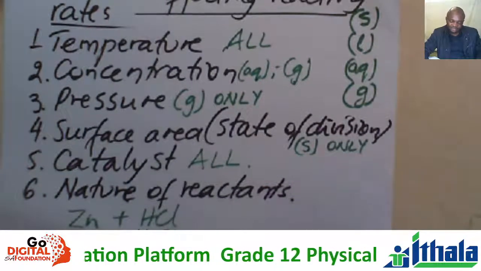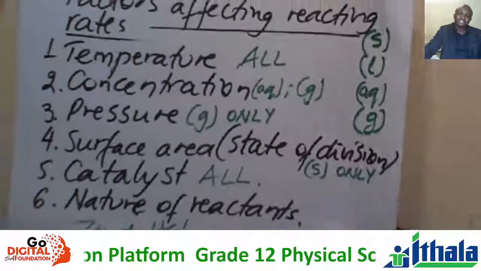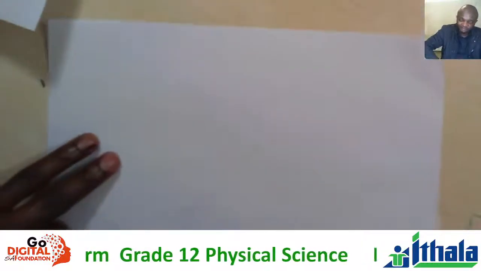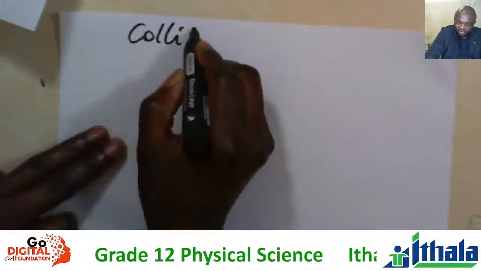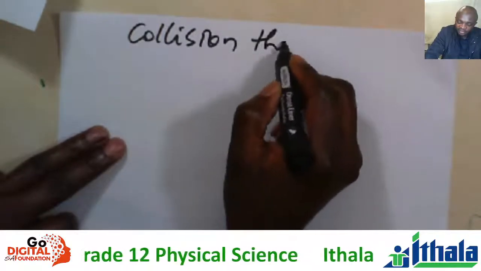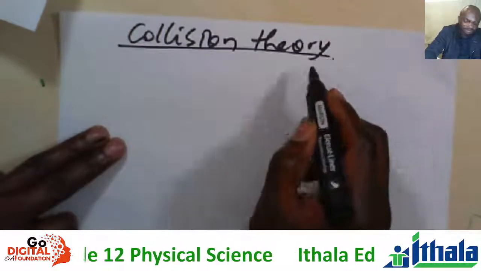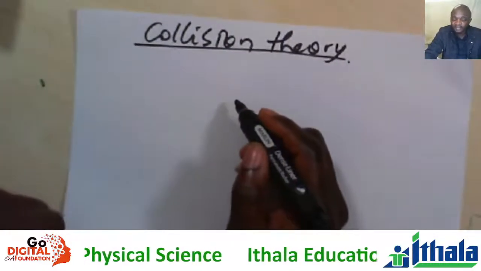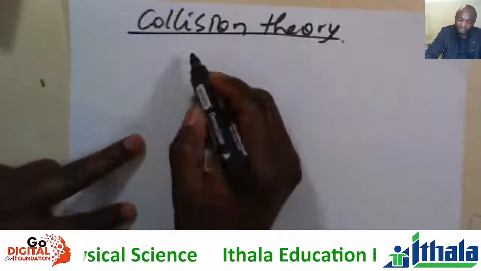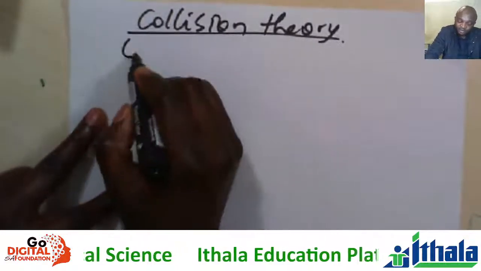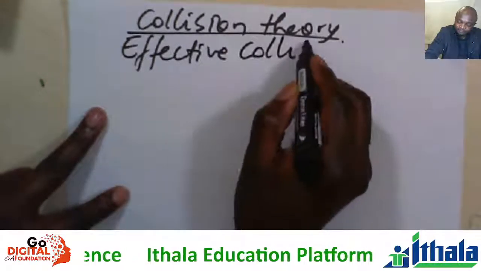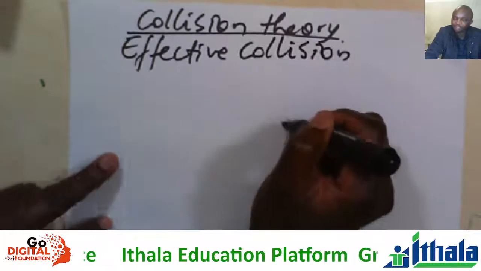Remember this part of collision theory, we need to have an effective collision. We will come back to these factors. When we talk about these factors, it is always going with collision theory. Collision theory says that for a reaction to take place, for a reaction with breaking of bonds, there must be an effective collision. There must be effective collisions.